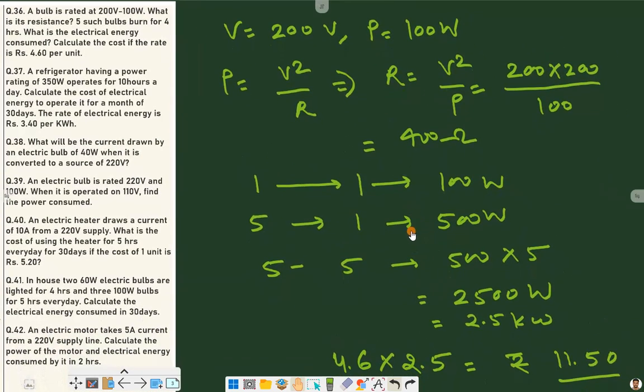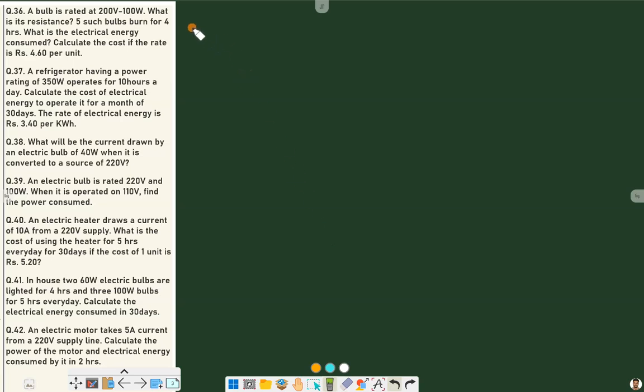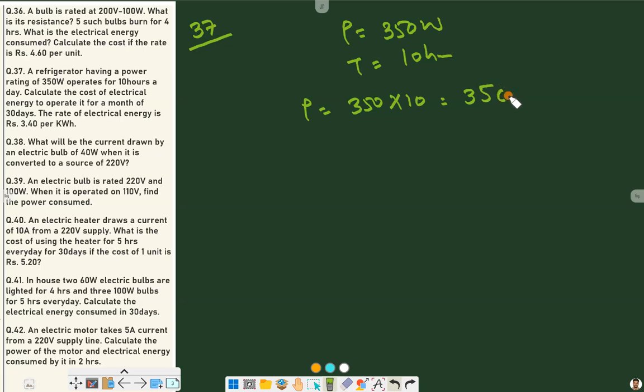Moving to question number 37. A refrigerator having a power rating of 350 watt operates for 10 hours. So power is 350 and time is 10 hours. So total energy consumed will be 350 into 10 or 3500 watt hours or 3.5 kilowatt hours.